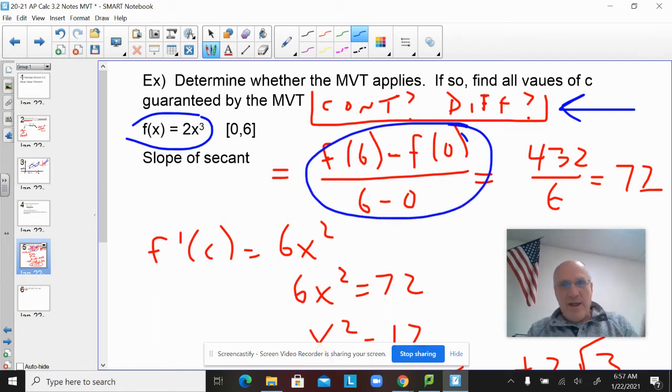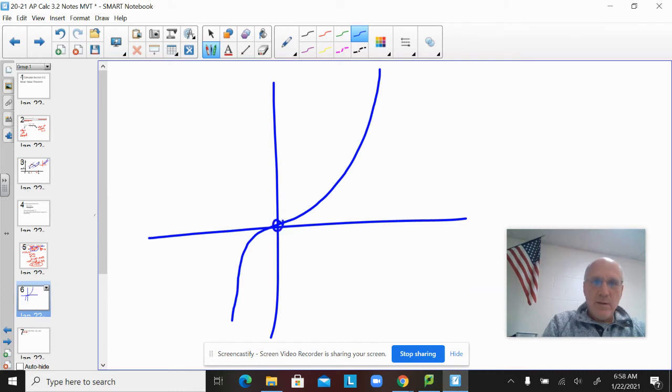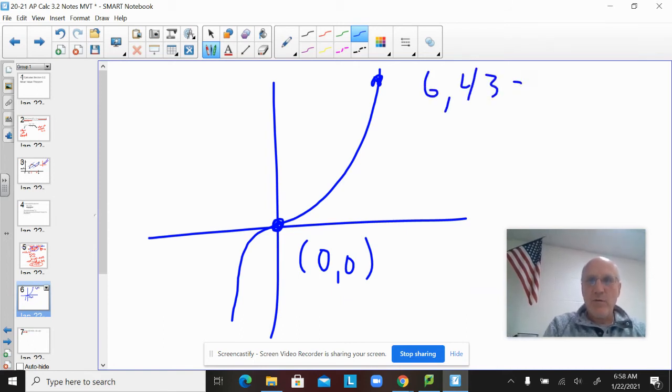And I didn't show my calculations. 2 times 6 cubed is 2 times 216, which is 432 minus 0 over 6 minus 0. So I did that math kind of in my head. I got 72. That turned out to be the slope. So this picture looks like this. 2x cubed looks like this. There's the point 0, 0. Way up here is the point 6, 432.